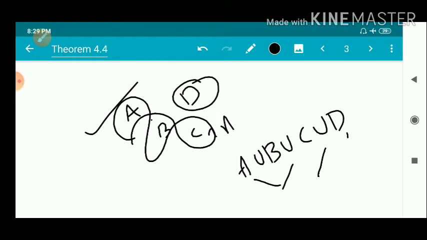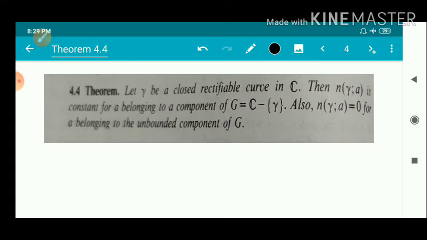Now we have a very important theorem. Let gamma be a closed rectifiable curve in C. Then n of gamma, a is constant for a belonging to a component of G equal to C minus gamma. Also n of gamma, a equals 0 for a belonging to the unbounded component of G.